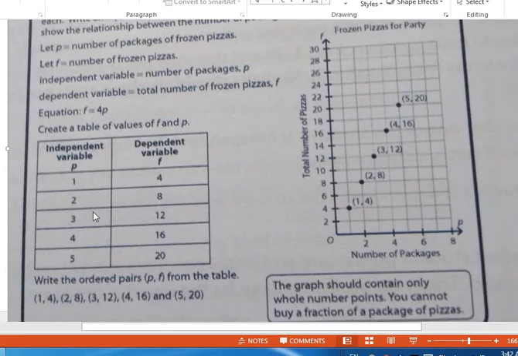So here, create a table. Let's focus together. I here have independent variable and dependent variable. The independent variable is denoted by P, and the dependent variable that depends on other is denoted by F. So for each package I have 4 frozen pizzas. 2 packages, 8. Every time I multiply by 4.